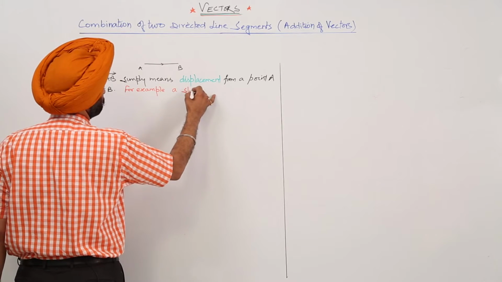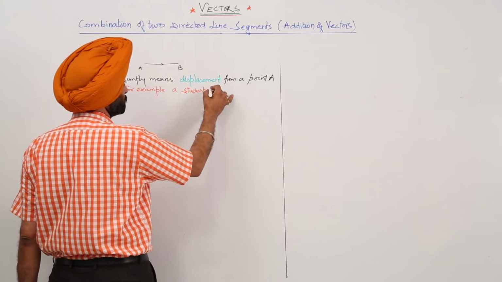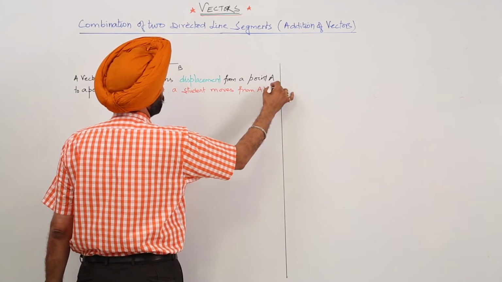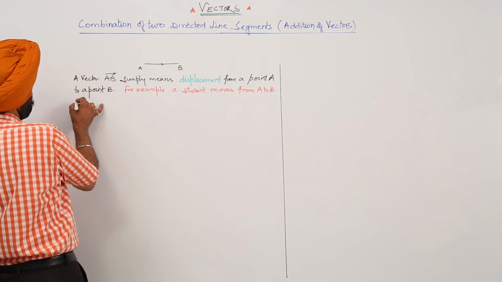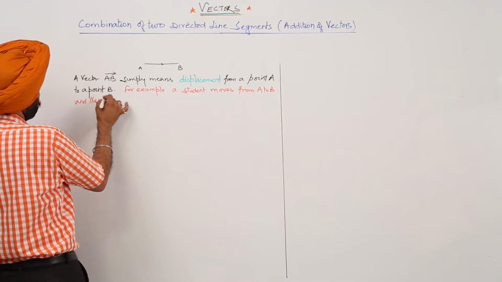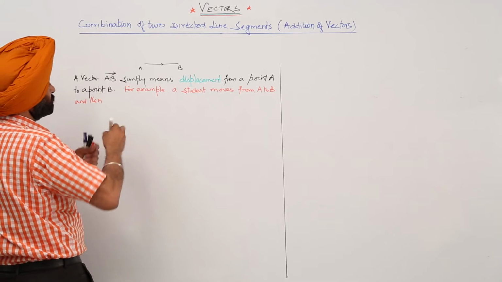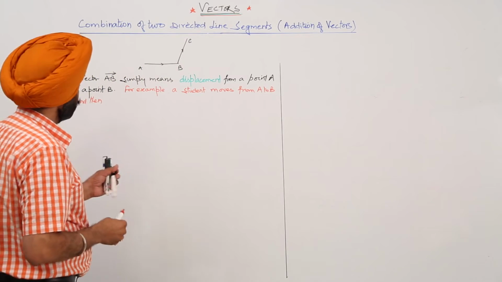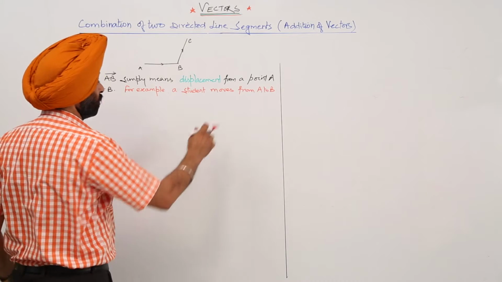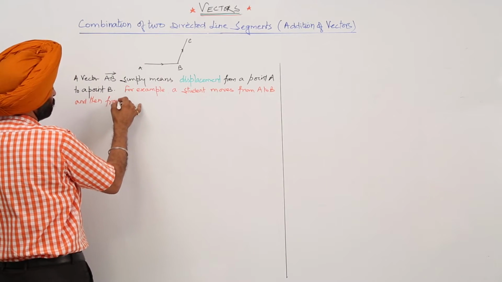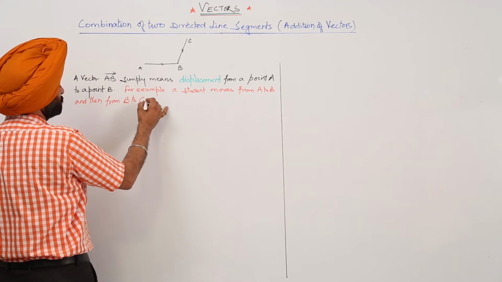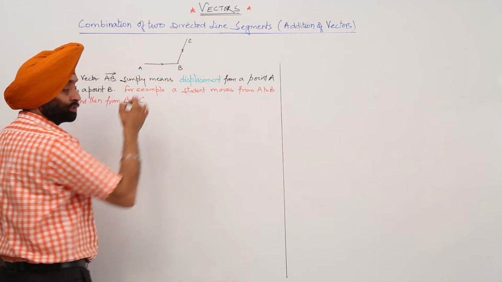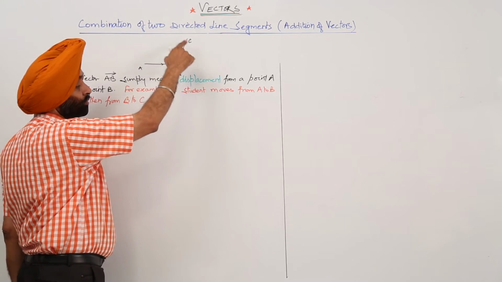Now for example, a student moves from A to B, and then suppose he goes from B to C. A student has gone from A to B and then B to C. That is the displacement from A to B and then the displacement from B to C.